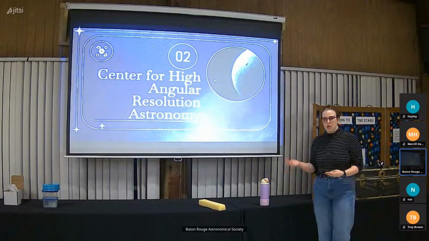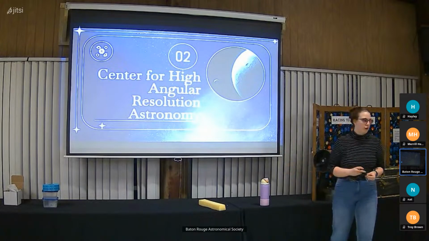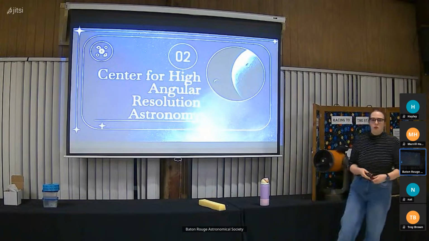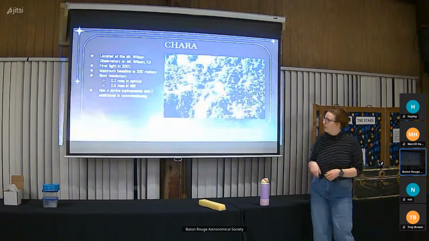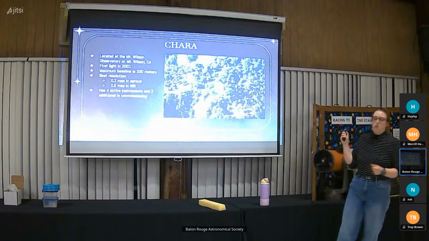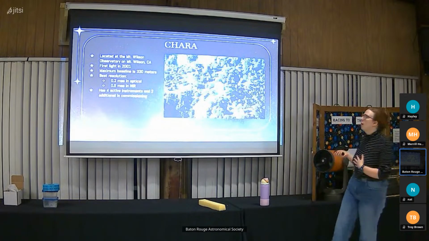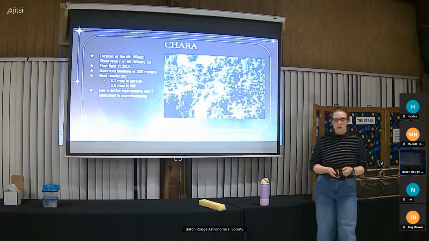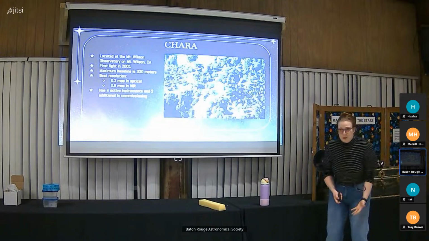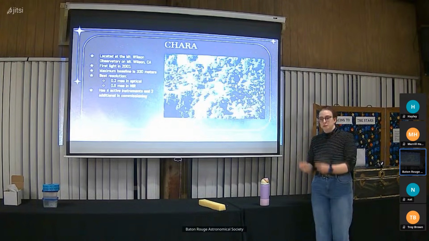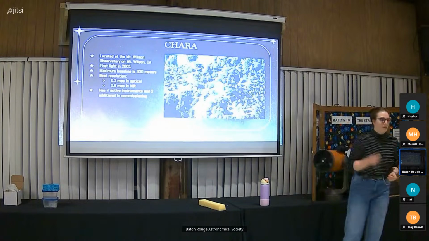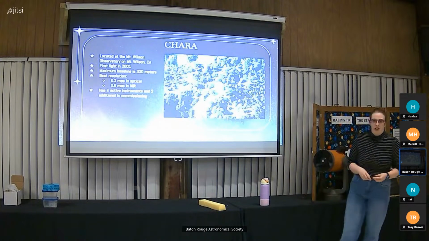It's a consortium, so there's a couple other universities that are involved. University of Michigan Ann Arbor is one of the really heavy ones that have been really involved in building CHARA. So it's located at the Mount Wilson Observatory on Mount Wilson, California. Its maximum baseline is 330 meters. Its best resolution is 0.2 milliarcseconds in the visible, and 0.5 milliarcseconds in the near infrared.